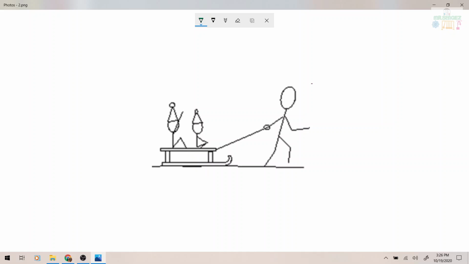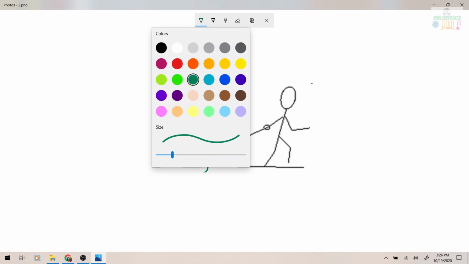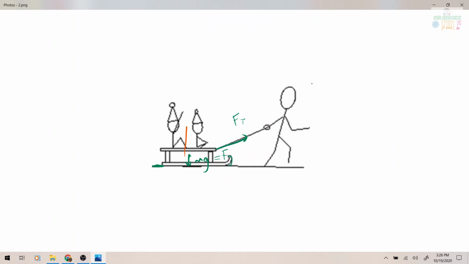Well, this is not easy to write on this. So you're going to have mg or Fg, same thing. And then you're going to have the tension on it. And then there is a surface right here. Then you're going to have a reaction force of the surface on the sled as Fn.